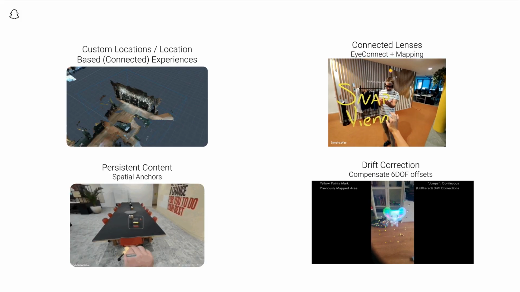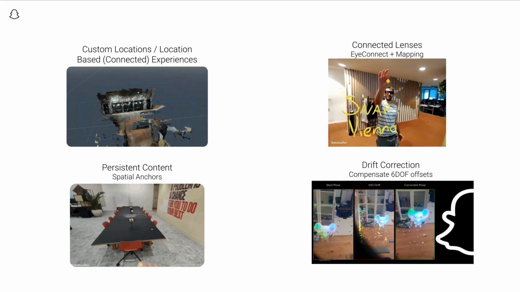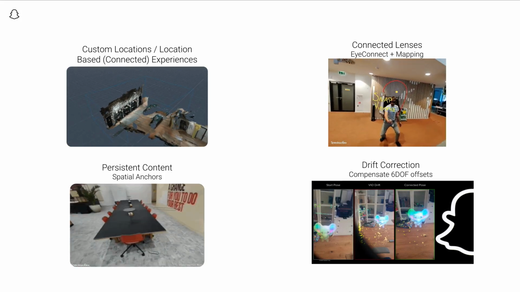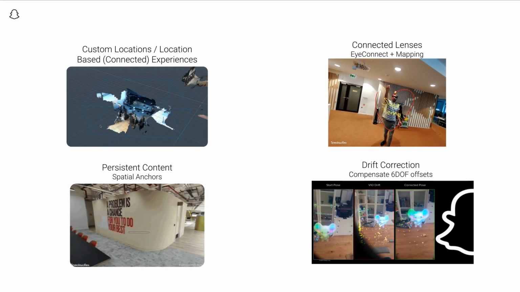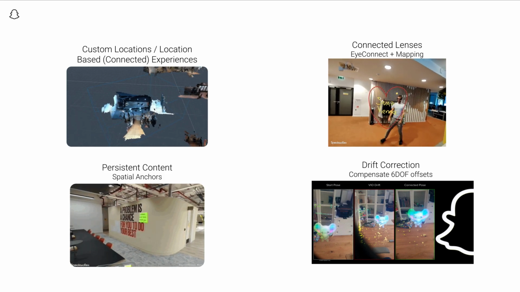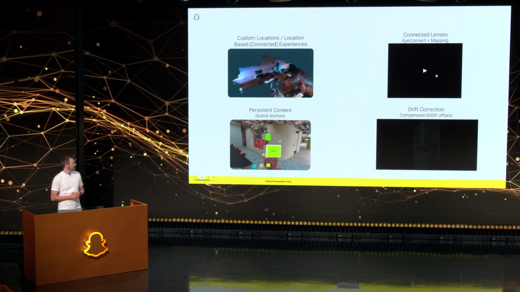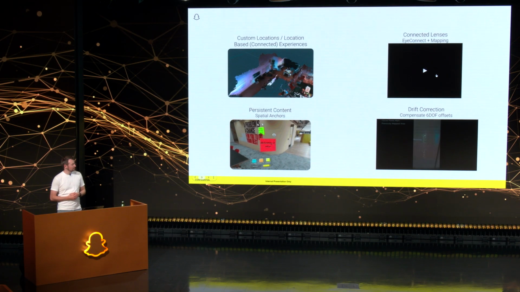The next thing that we have, and that we wrapped around this very same mapping algorithm we use for everything, is persistent content. So you can place spatial anchors. It's a TypeScript module that you have in Lens Studio. It will create the map, it will serialize it out for you, and it will make sure that if you come back, you will see your sticky notes popping up again.